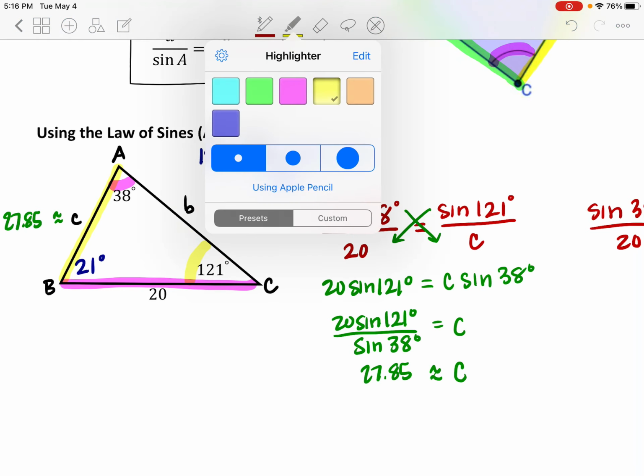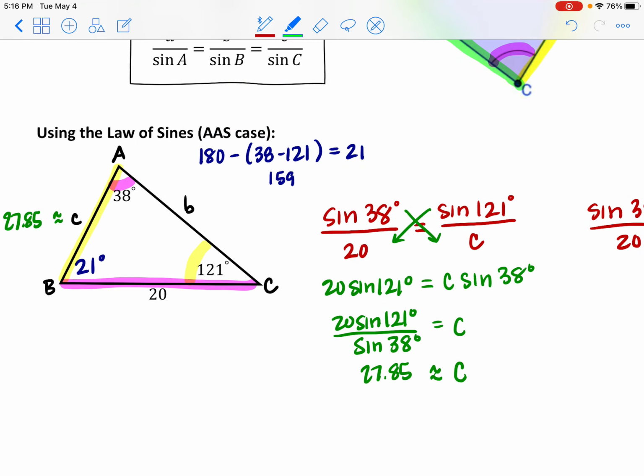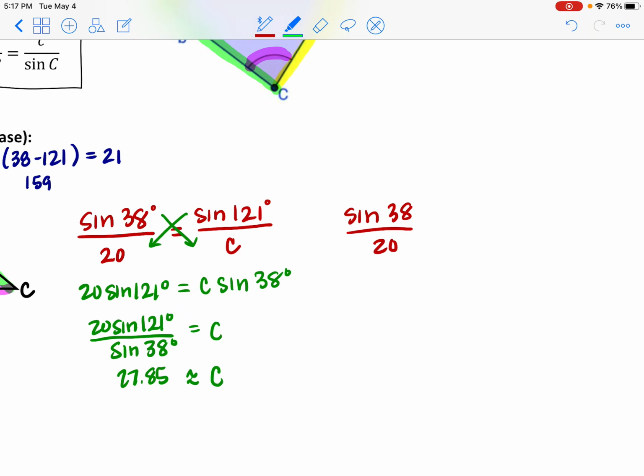Now I'm going to write a third here. Here's my angle, 21 degrees. That's going to correspond with this missing side length of B. So I'm going to say that this has to be proportional to the sine of 21 degrees divided by that length B that we're missing. So again, I can cross multiply.